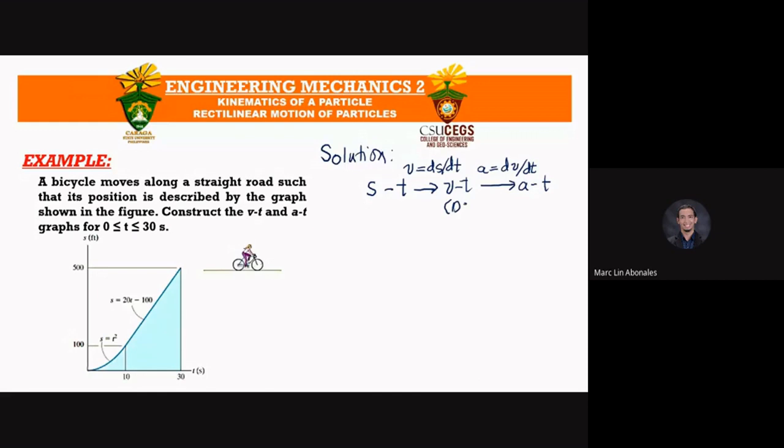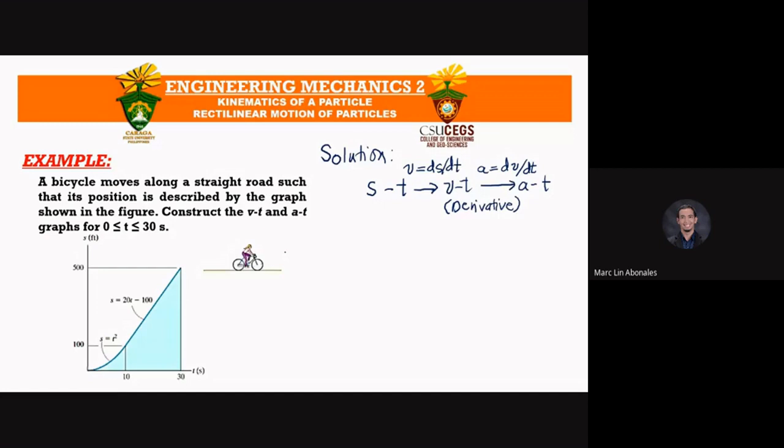So the first graph we will construct is the VT graph. Do you follow, everyone? Are you following for this problem? For the VT graph, since there are two time intervals, 0 to 10 and 10 to 30, our solution is different for each time interval.